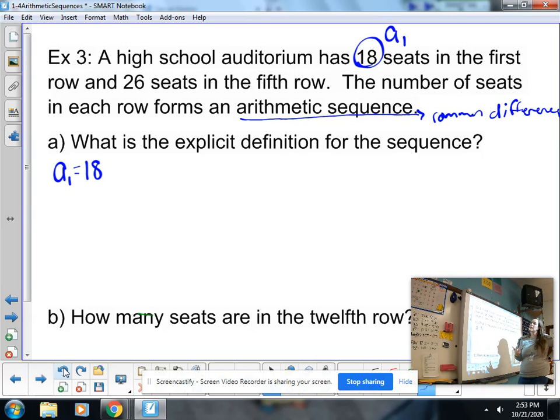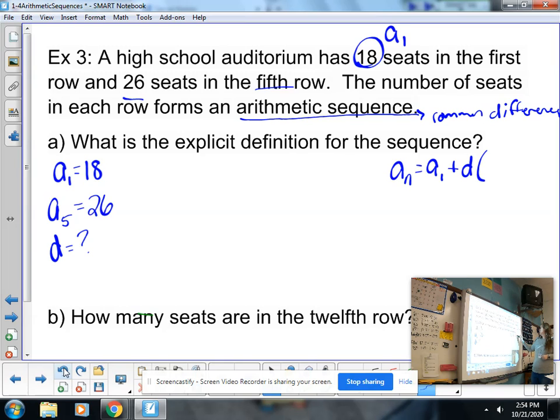This does not actually come out and tell me the common difference, so that is something that we will have to calculate. But I do know there are 26 seats in the fifth row, which means A sub 5 is equal to 26. So I can write an equation using this information and solve for D. Once I have D, then I can plug in to this formula.